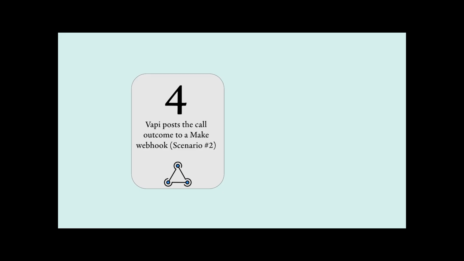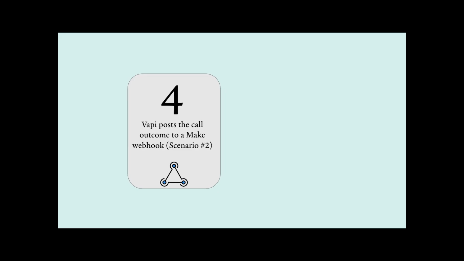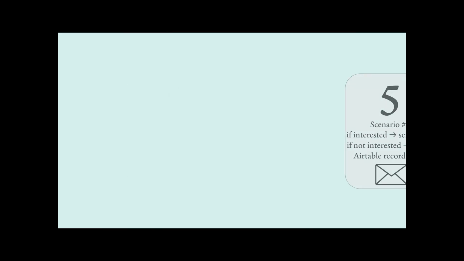Number 4, Vapi posts the call outcome to a Make webhook, which is the second scenario, which is always listening for the end of the Vapi call. And number 5, scenario number 2 goes from that webhook to: if interested, send an email and then update the Airtable to interested, and if not interested, then just update the Airtable to not interested.